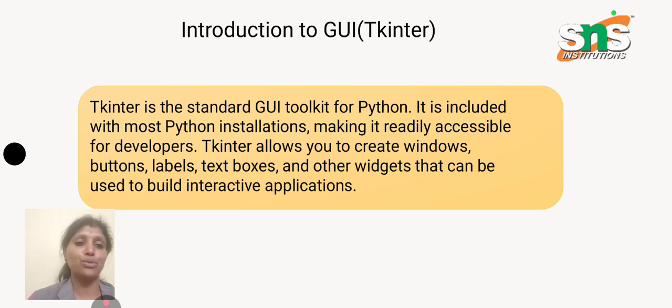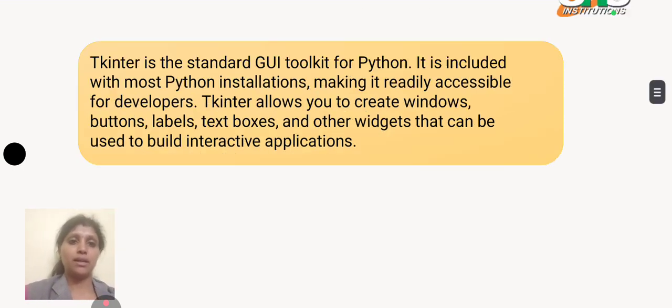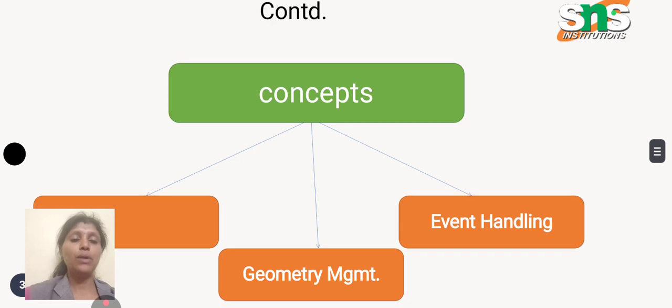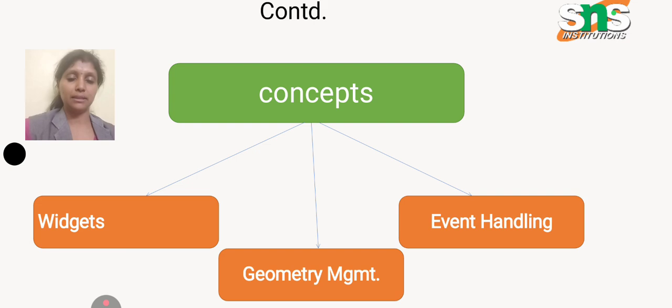It allows us to create windows, buttons, labels, as well as text boxes and other widgets that can be used to build dynamic as well as interactive applications by using the Python language. Now let us see the key components in Tkinter. The three important things are widgets, geometry management, and event handling. These three play a vital role in Tkinter graphical user interfaces.